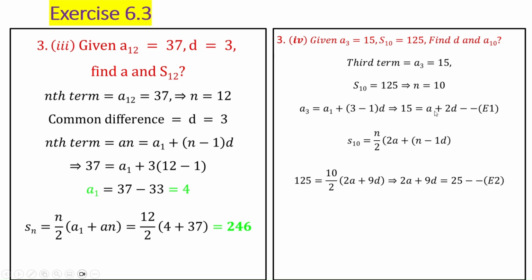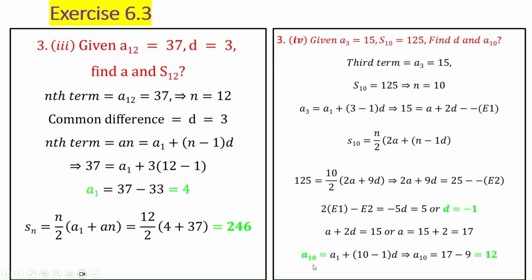Okay. So if I want to eliminate one of the variables, what will I do? 2 into equation 1 minus equation 2, I get minus 5d equal to 5, or d equal to minus 1. Once I know d, I substitute in this equation and I get the a value also. a is equal to 17. Now I have all the required values. I have a, d, n, and S also. So a10 is what we need to find out. a10 equal to 12. Next.